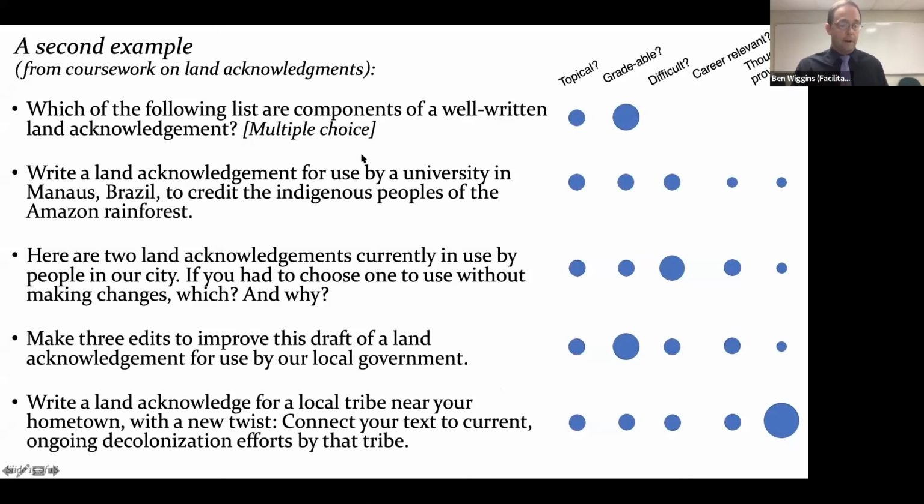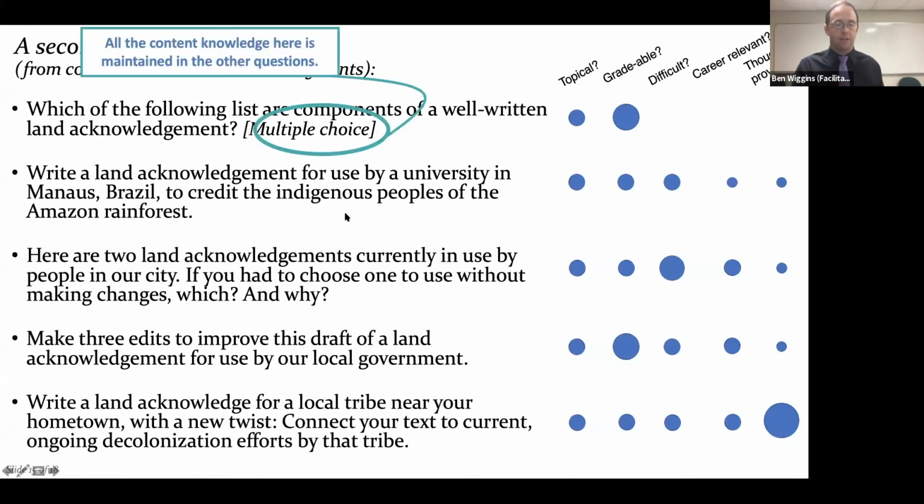So a few things about these different options. They could write a land acknowledgement for a situation in which many of them do not live. They could evaluate 2 different land acknowledgements for people in their city and try to figure out why we would want to use one or the other. They could make edits, or they could write it themselves and connect it in a new way. For all of these different options, all of the content knowledge is maintained.